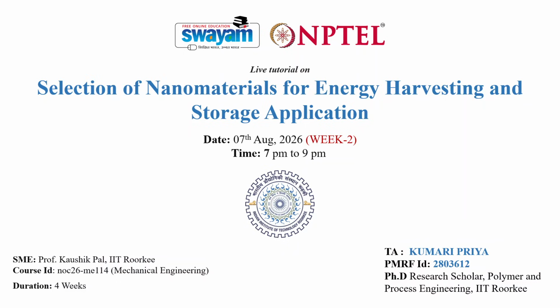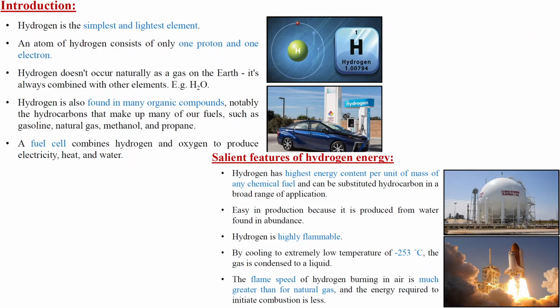So for that purpose, we discussed in our previous class that there are various renewable energy sources that we can exploit. If proper technology is there, then there will be no energy crisis. In the last class, we discussed solar energy in detail. So today we will be discussing hydrogen energy in detail. Okay. So coming to the introduction.